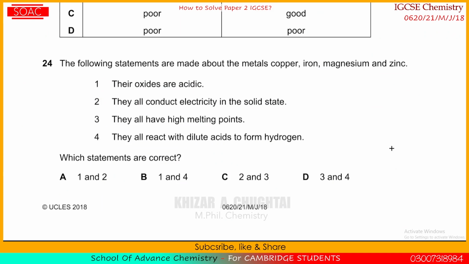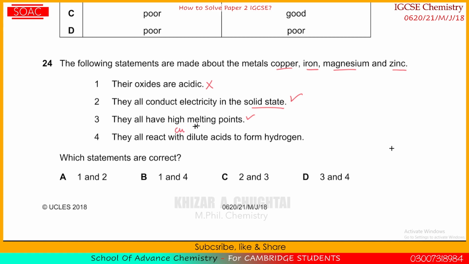Question number 24. The following statements are made about the metals copper, iron, magnesium and zinc. Their oxides are acidic. No, they are metals, their oxides are basic. They all conduct electricity in solid state. Yes, it is true. They are all good conductors of electricity because of having free electrons. So the second option is correct. They all have high melting points. Yes, it is true. The fourth one, they all react with dilute acid.